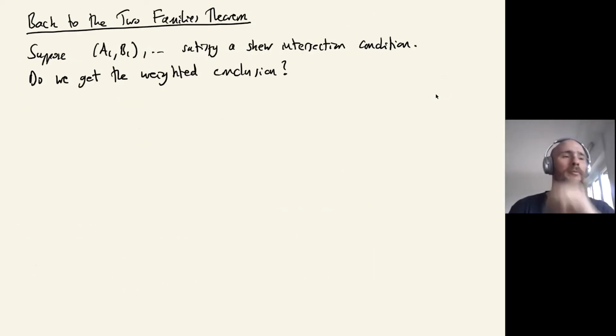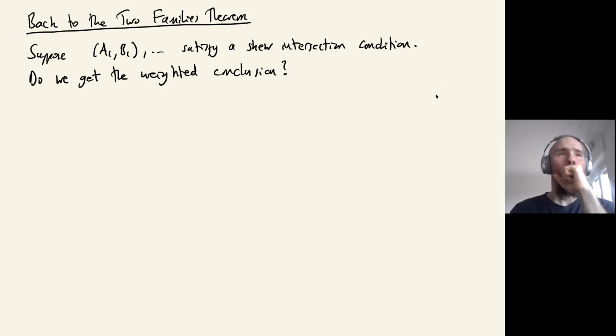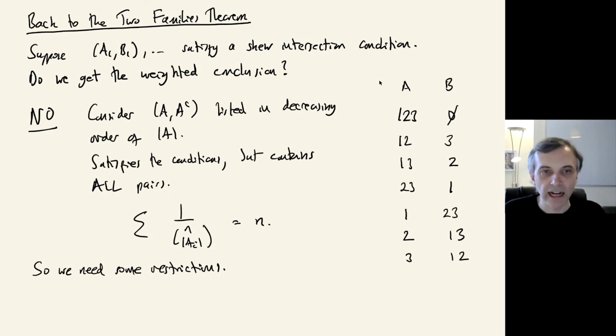Okay, so let's come back to the two families theorem. Suppose we have our family satisfying a skew intersection condition. The first thing you might ask is, do we get the weighted conclusion? Can we just take the two extensions, put them together, and get the same conclusion? You might be hopeful, but actually the answer is no, and not just bad; it's about as bad as it could possibly be.